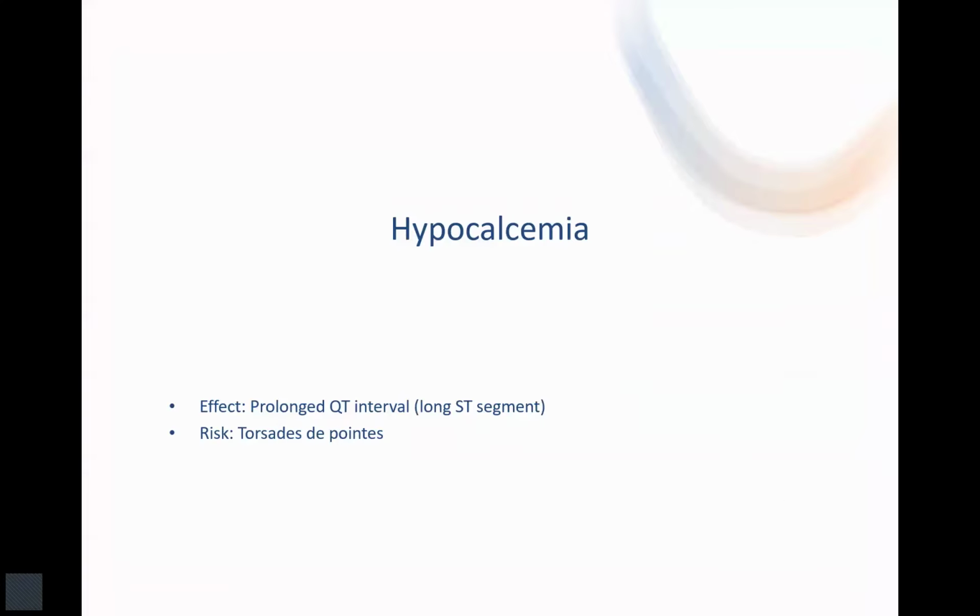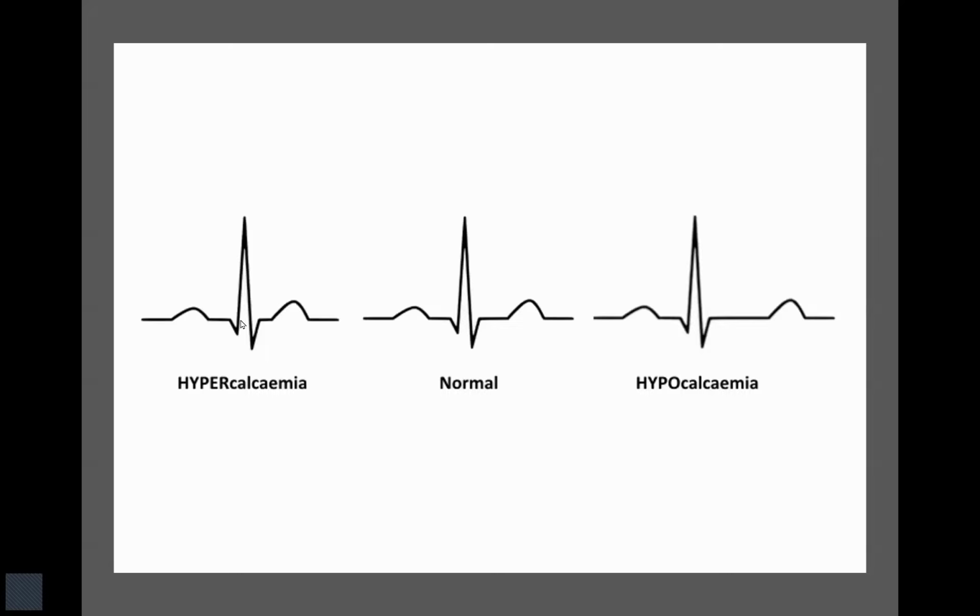Okay. So the next one is low calcium. That's going to give you a long ST segment and a prolonged QT interval. Similar to how we talk about some electrolyte abnormalities causing torsades, this is also one of the other ones that puts you at risk for torsades. So that's hypocalcemia. Let me show you a couple pictures, right? So we have hyper, and then we have something normal in the middle, and then we have hypo, so that very long QT interval.